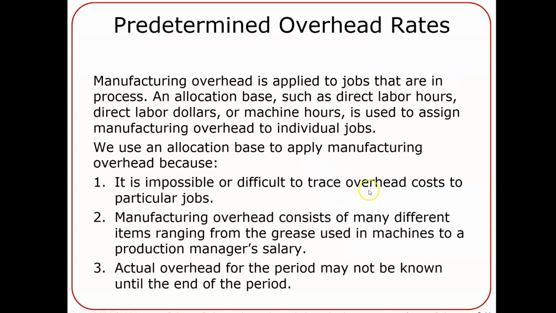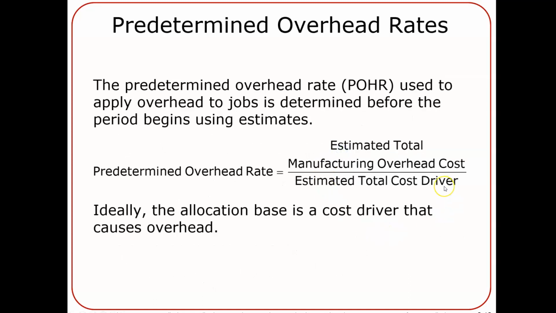So predetermined overhead rate is, and I'm not going to read all this to you, but I just want you to understand that it's an allocation of overhead that we have determined through an estimate that we will have at the end of the year. There's a formula to calculate it, and it's important to understand that we're using estimates here. We're taking our estimated total manufacturing overhead costs for the year, and we're dividing it by the cost driver.